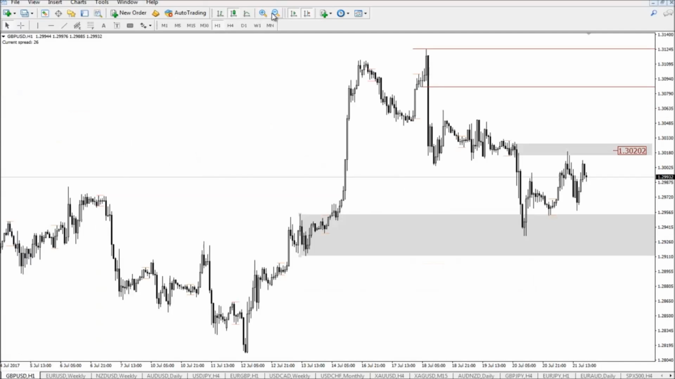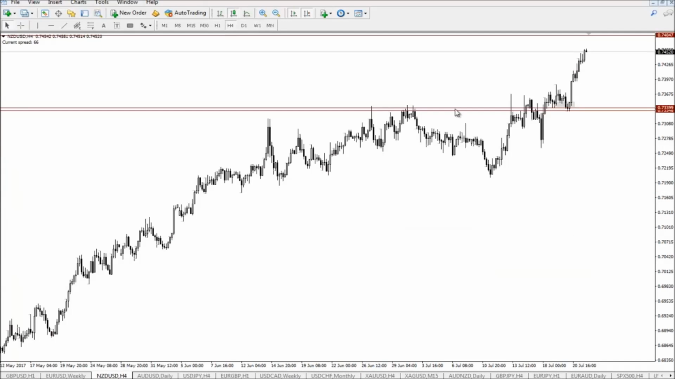I've seen a lot of people ask, oh, why is the cable not going up? Just let it show you where it wants to go before it goes up. You know what I mean? Don't fight and force the market. So the Kiwi, yep, still bullish.